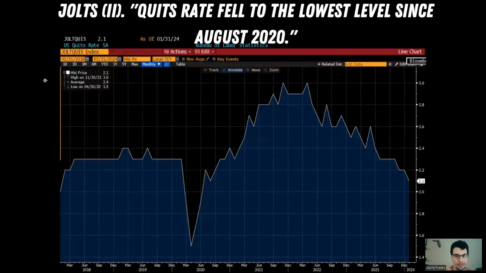Now, the quits rate fell to the lowest level since August of 2020. This is the JOLTS report. So, that's kind of good for the Fed. We'll see. In my opinion, I really don't think that they're going to do many cuts at all this year. The stock market's just been too strong.